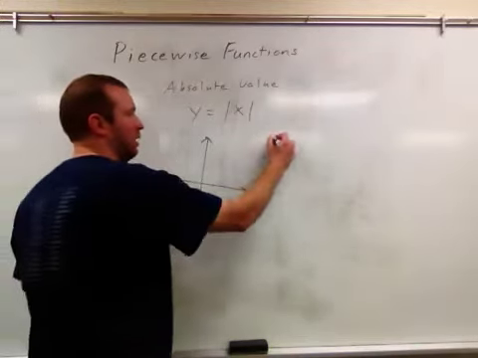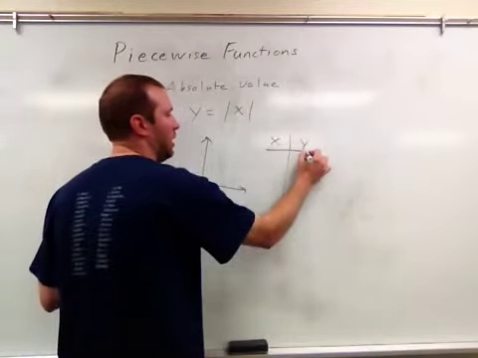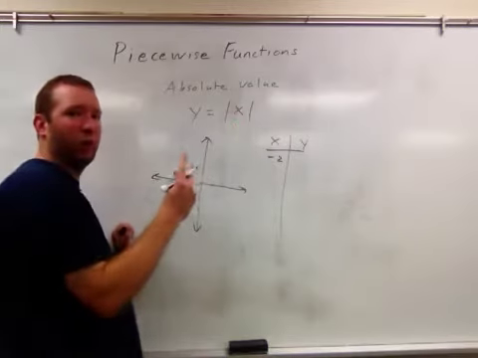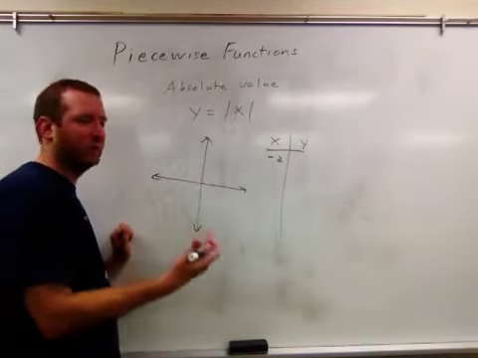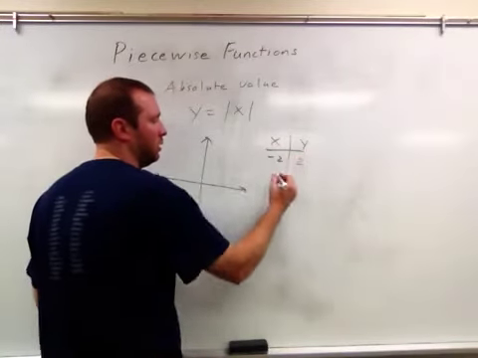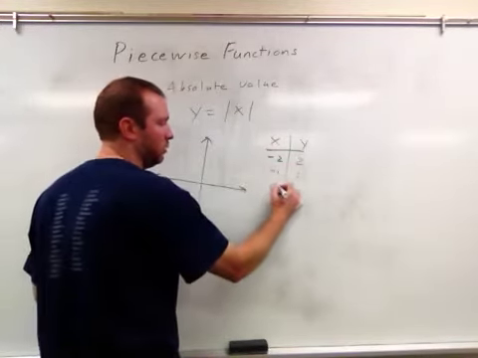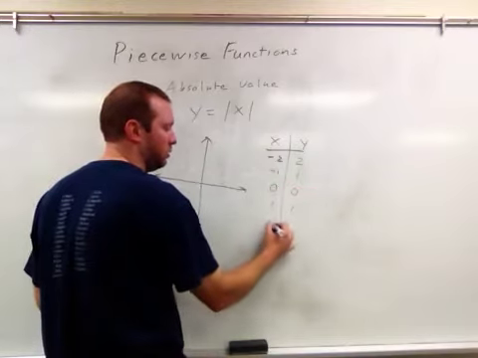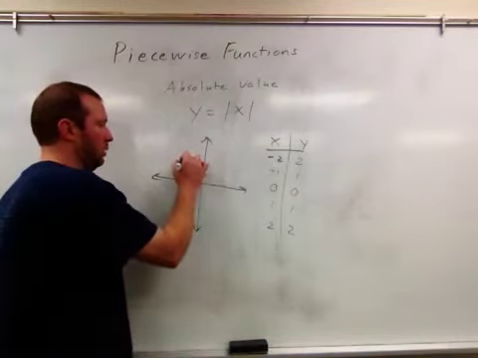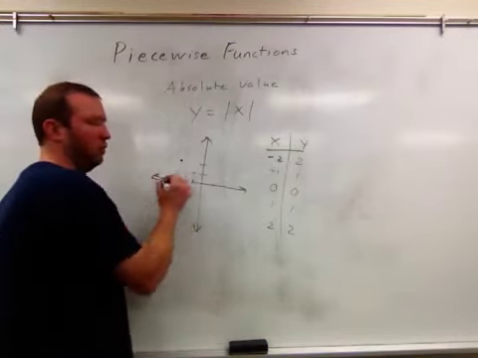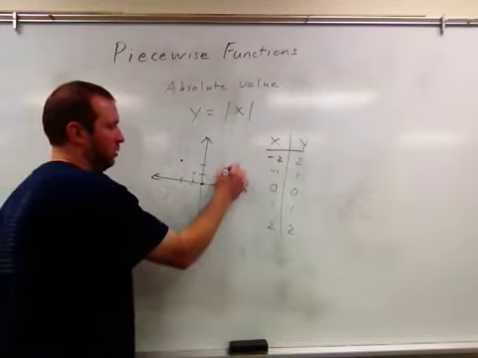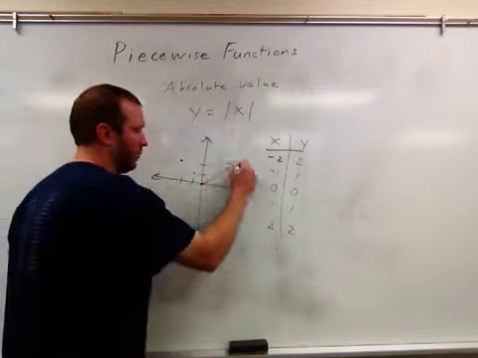We can get that by thinking about a table, x, y, -2, absolute value of -2. -2 is 2 away from 0. Remember, the definition of absolute value is the distance the number is from 0. So the absolute value of -2 is 2, -1 is 1, 0 is 0, 1 is 1, 2 is 2. So again, if I plot those, -2, 2, -1, 1, 0, 0, 1, 1, and 2, 2, what do I get? I get a V.